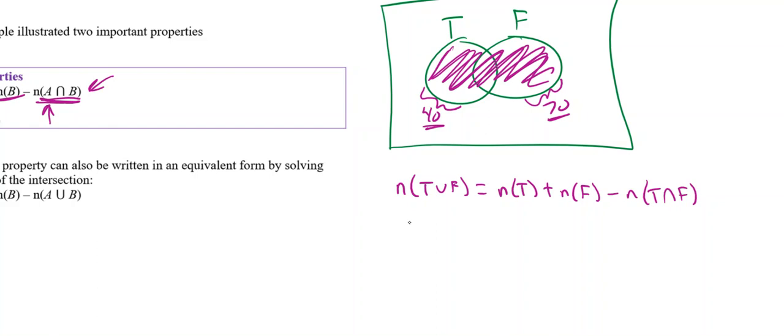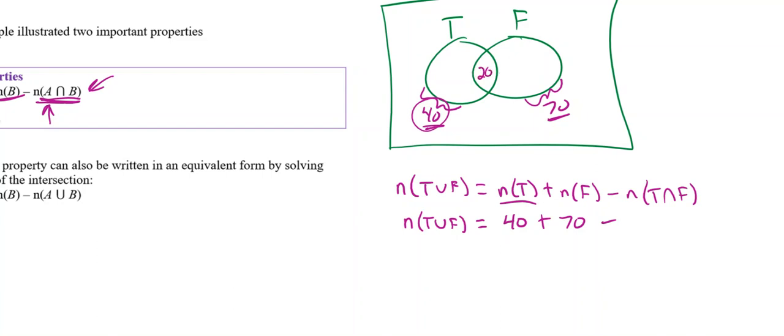So the number of elements in T union F is equal to, so the number of elements in T was 40, right? That was just the whole circle. So 40 plus 70 minus, and the middle, I didn't write it down that time, but the middle was 20. So minus 20. Okay, so the number of elements in T union F is equal to 90.